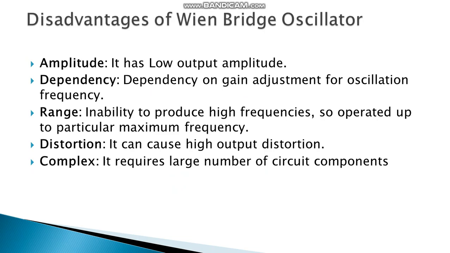Next, the disadvantages. Amplitude: it has a low output amplitude. Range: inability to produce high frequency, so it is operated up to a particular maximum frequency. Distortion: it can cause high output distortion. Complexity: it requires a large number of circuit components.